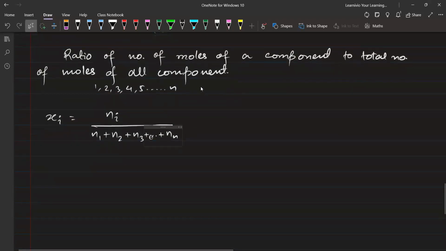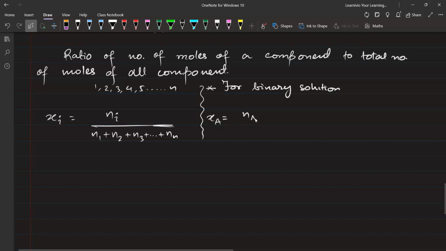Now, this is what we can say it is for a hypothetical solution. Now, the generic equation you have here, but for a binary solution, I will have only chi A and chi B, right? So I can write the mole fraction of the solvent will be equal to the number of moles of solvent divided by the number of moles of solvent plus the number of moles of solute. And for the mole fraction of solute, it will be equal to the number of moles of solute divided by the number of moles of solvent plus the number of moles of solute.